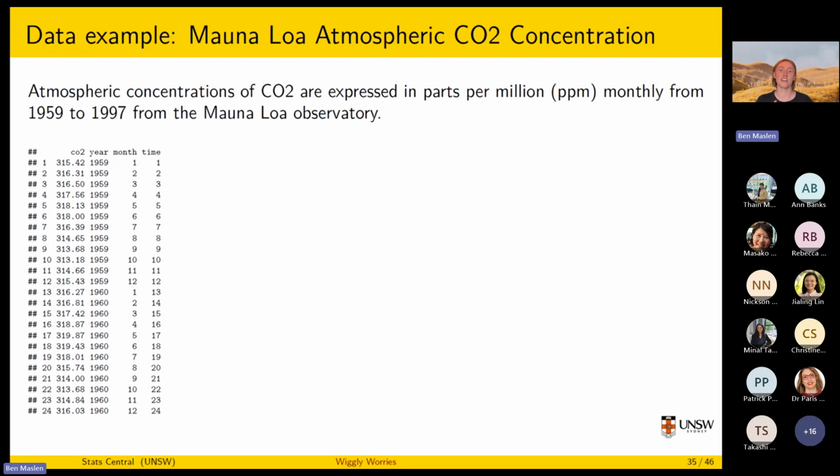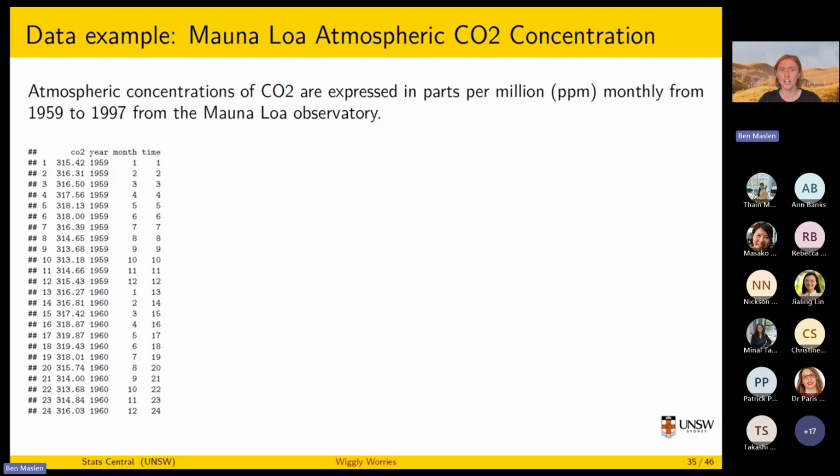So there is an observatory, Mauna Loa Observatory. I don't know if I'm pronouncing that correctly. In Hawaii, I'm pretty sure. And they measure atmospheric concentrations of CO2 in parts per million monthly from 1959 to 1997. So we have this data set with CO2 concentration values, the year, the month, and then just an indicator of the time. So a monthly indicator that increases across all the years and months.